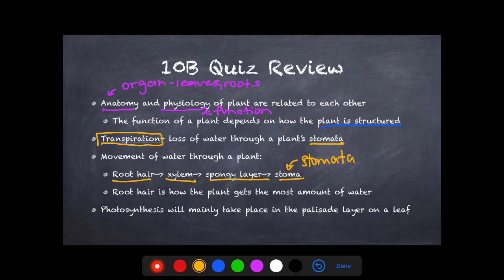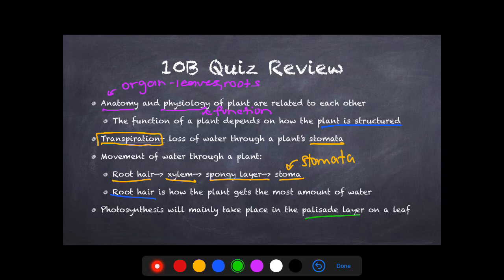And then the root hair is helpful because they're extensions of the epidermis, and the root hairs are able to gather more nutrients and water from the soil in order to transport it from the root to the rest of the leaves.